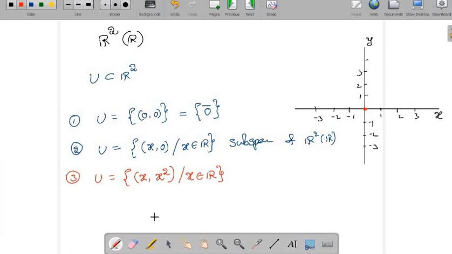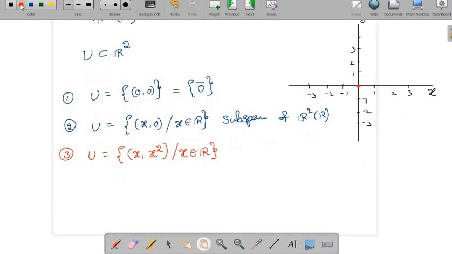Why? Because I asked you to take a set which contains the zero vector. Yeah, definitely this set contains the zero vector. There is no doubt in it. But the problem is, does it have a vector space structure? So this set is nothing but the graph of y equal to x square, isn't it? Set of all points on the parabola. Now the question is, if you take 2 points on the parabola, if you add them, will the result be there on the parabola?